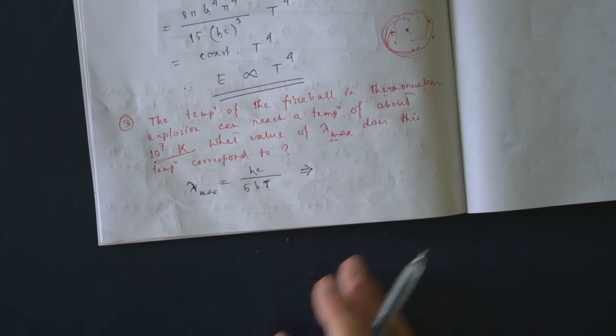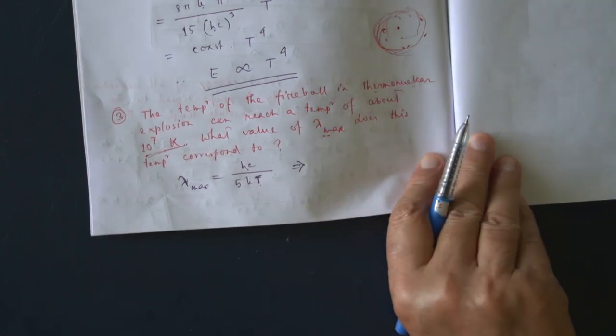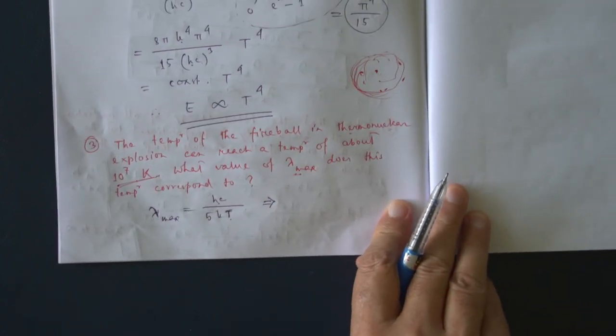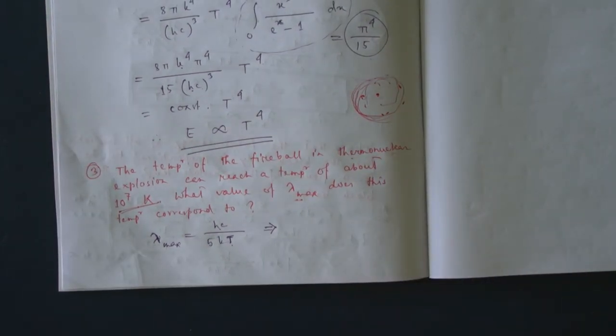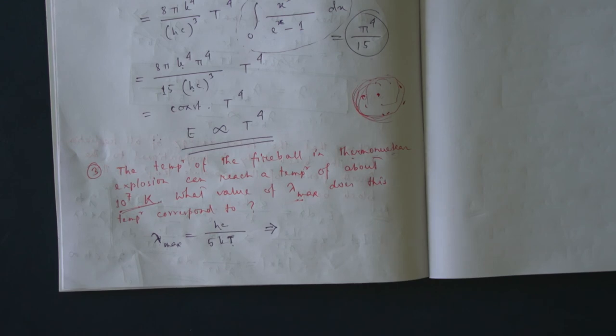So you can do it well. This finishes the black body radiation experiment. Next, we will discuss the photoelectric effect, then the Compton effect, and so on. Thank you.